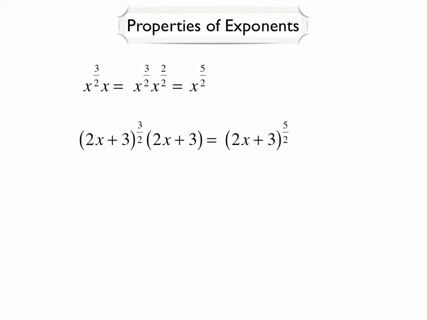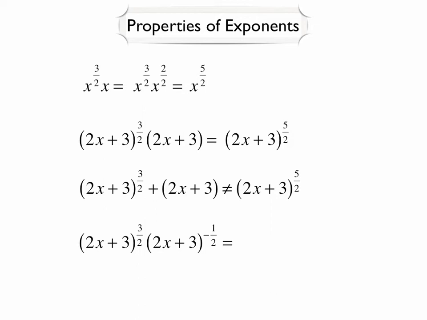Now down the road I might try and trick you and put a plus sign in between. Be careful. The properties of exponents apply when I'm multiplying the bases together, not adding them. So in this case, the quantity 2x plus 3 to the 3/2 power and the quantity 2x plus 3 are not like terms, and I cannot combine them in any way. So this would be not true. Be careful.